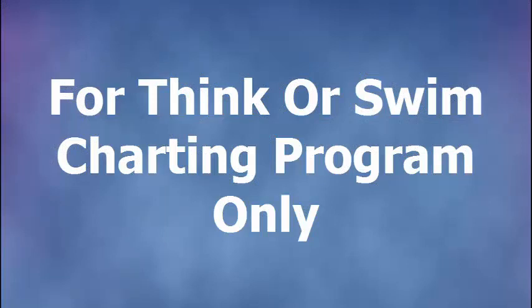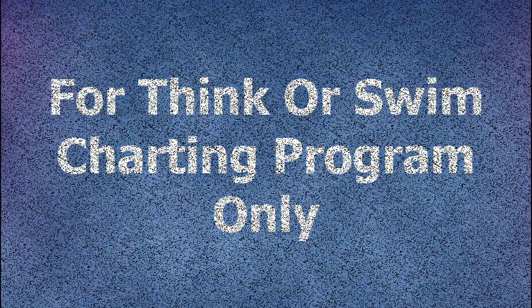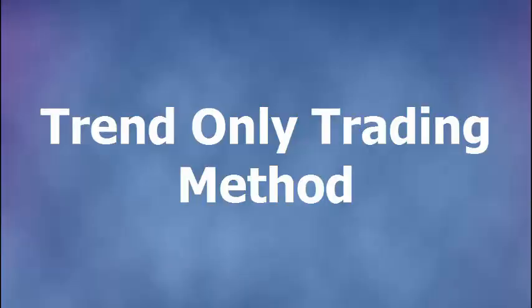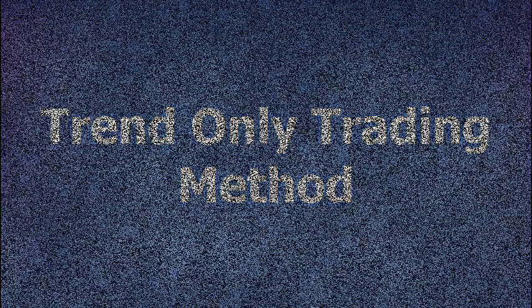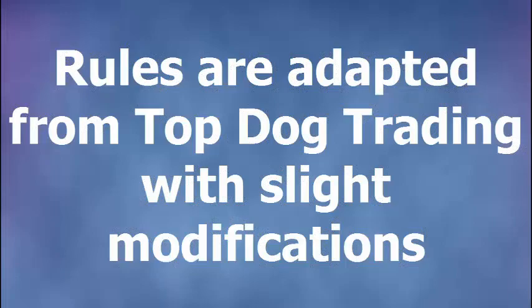So again, this is for the Think or Swim charting program. It's only a trend trading method. This does not include trend reversals. It's exclusively for trading with the trend. The rules are adapted from the Top Dog trading system with slight modifications, such as I mentioned, price change, volume, etc.